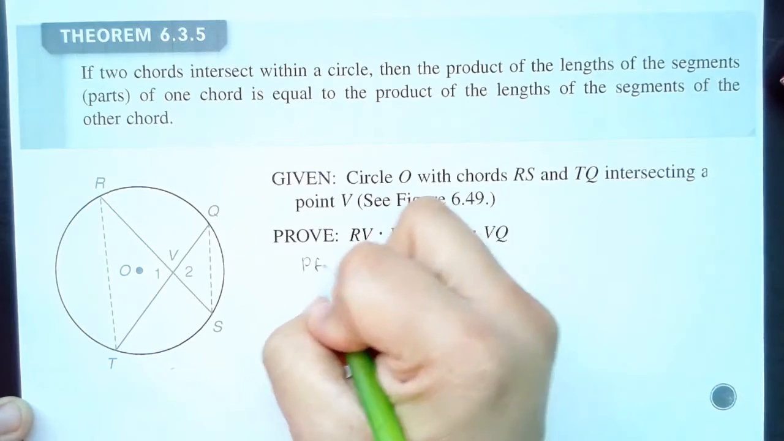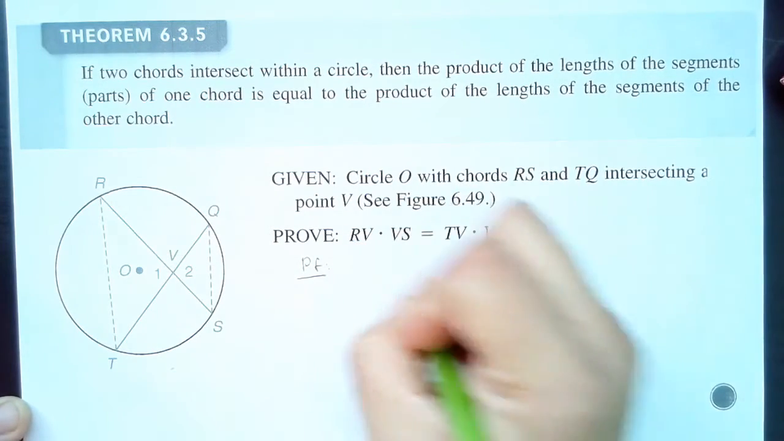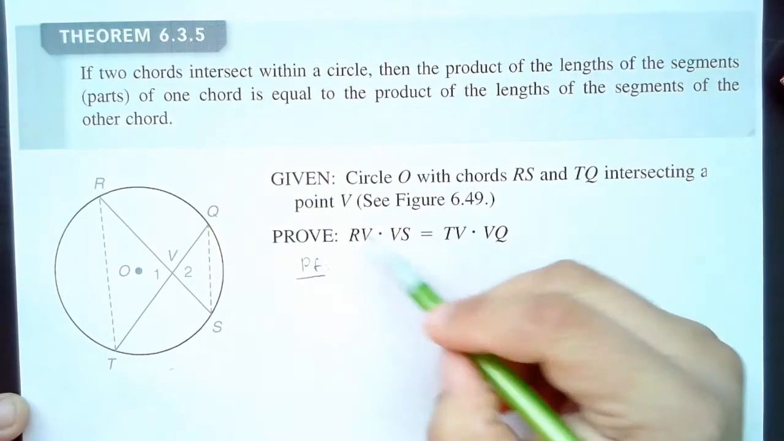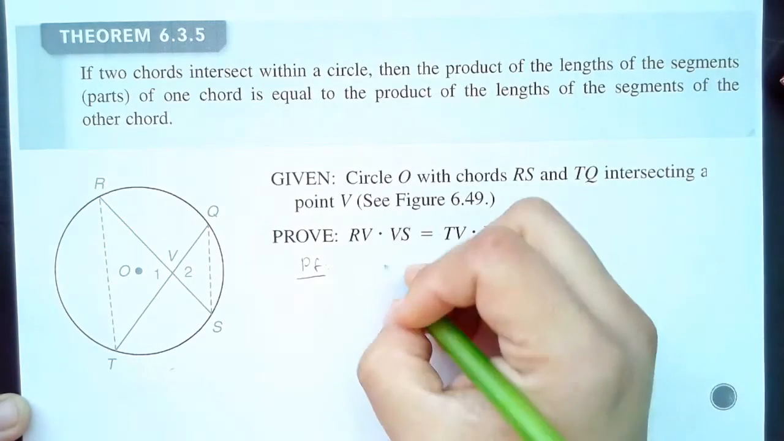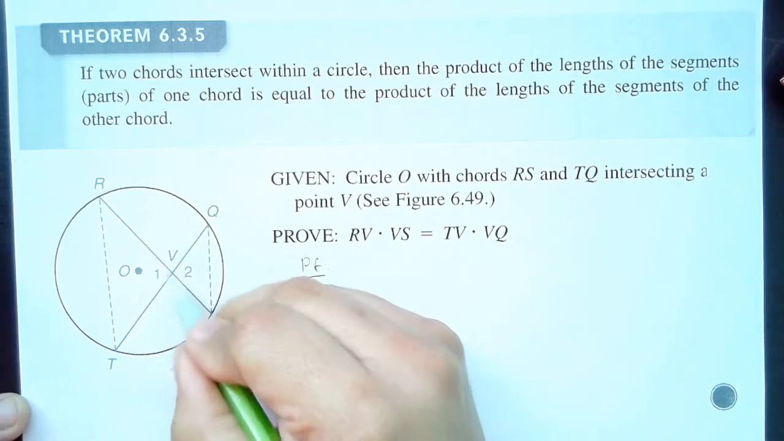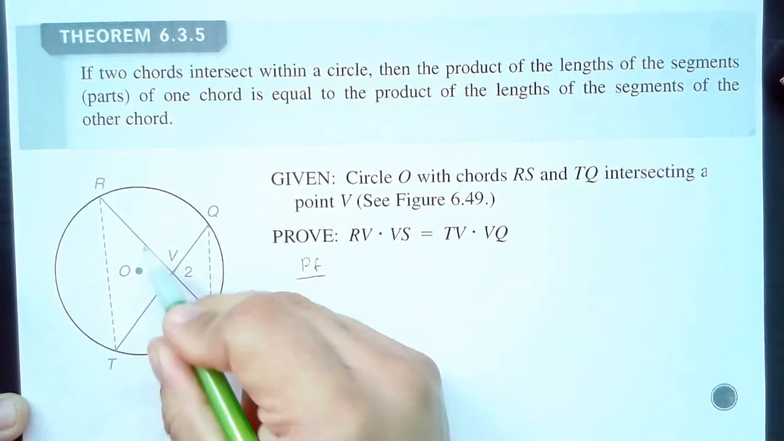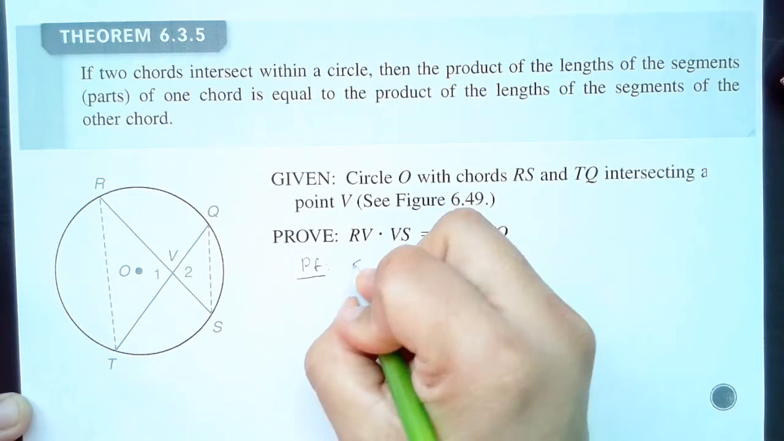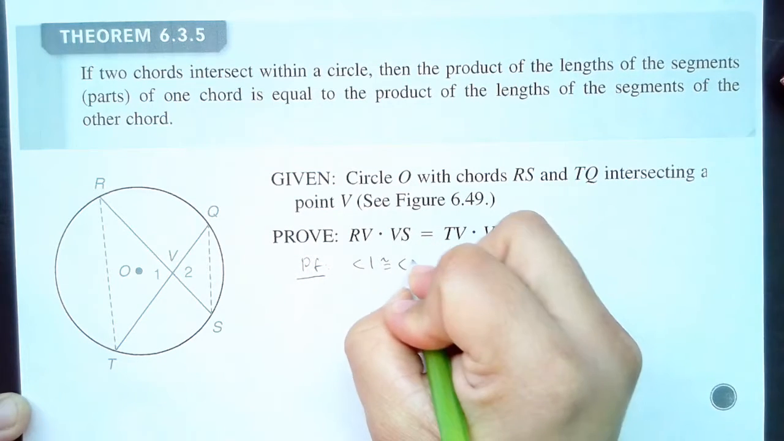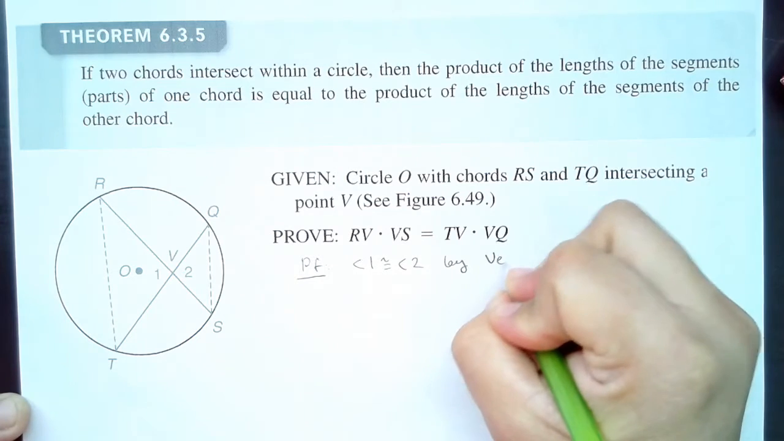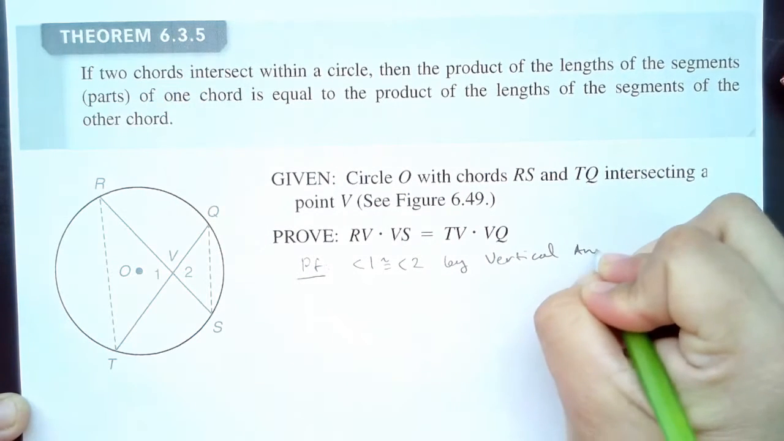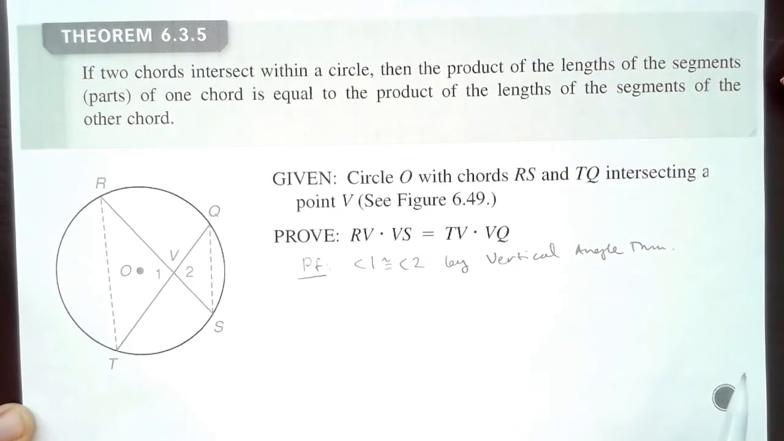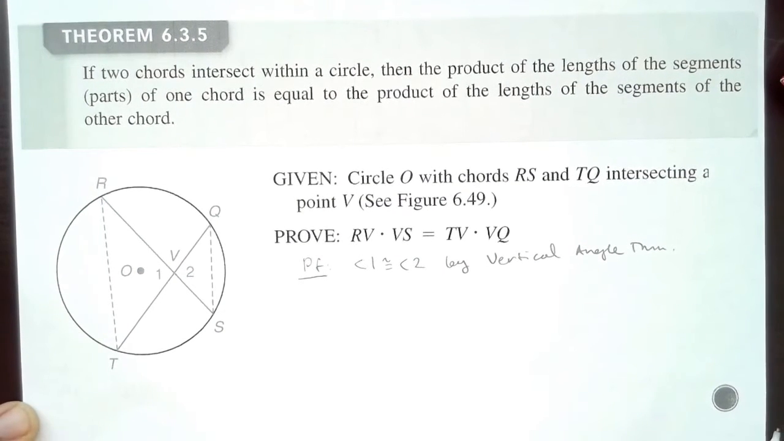Okay, so here we go. So we have, given above, right? We want to show that this is true. Well, what kind of angles are created when you have these two intersecting line segments here? Angle 1 is congruent to angle 2 because of vertical angles, right? By the vertical angle theorem.